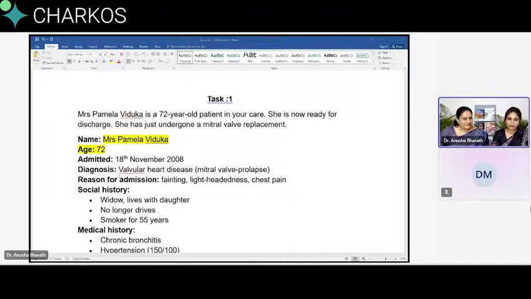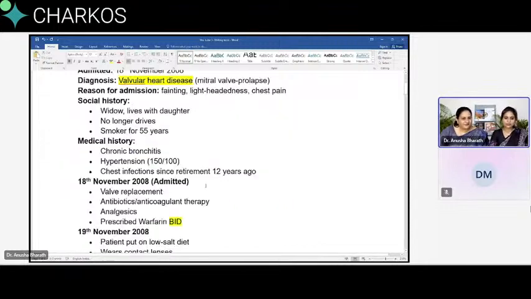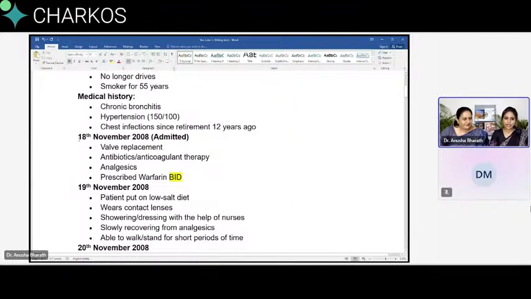So, the problem with her, I mean, the diagnosis stated that she has valvular heart disease, right? And that on the 18th of November 2008, she was admitted. I'm highlighting that as well. And then it says valve replacement. So the patient has undergone a valve replacement, which is a procedure, right? So now we have to know how the patient is doing, just for our understanding, so that it will help us frame the first paragraph.